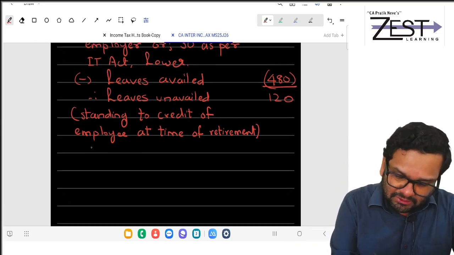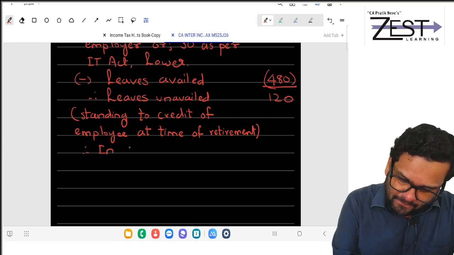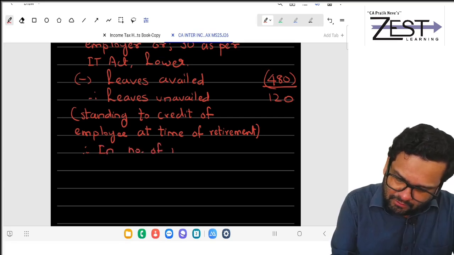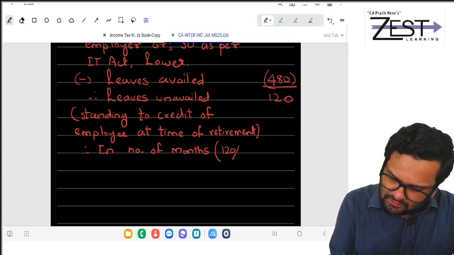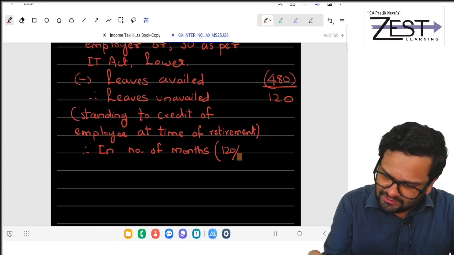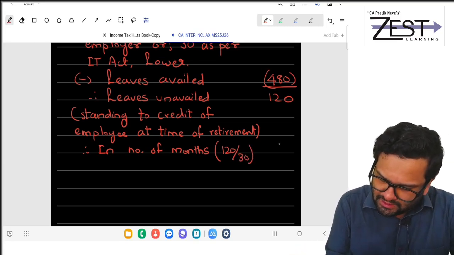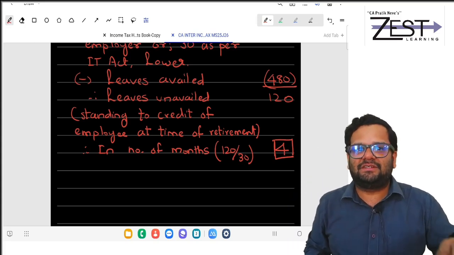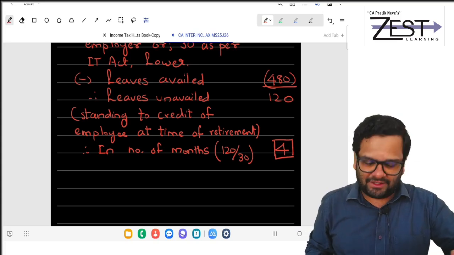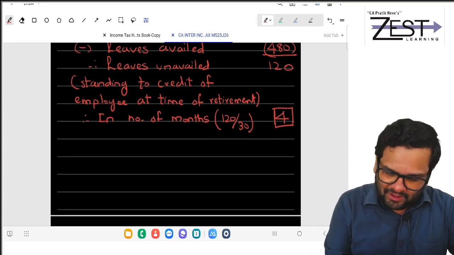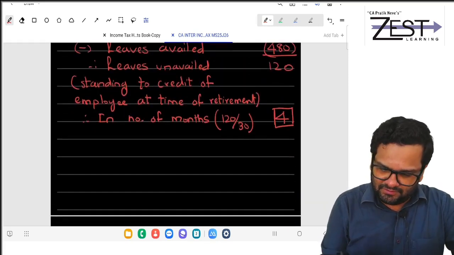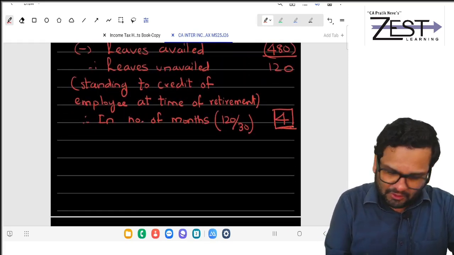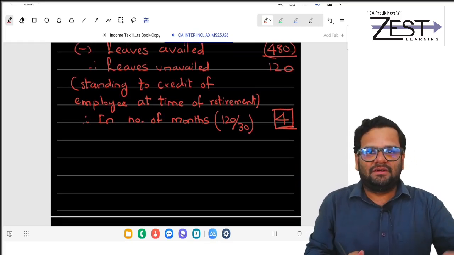Can you calculate in number of months? In number of months it will be 120 upon 30. So how many months? 4 months. Now this is what I wanted, 4. This I will multiply by the average salary. But I will have to find the average salary for that. So now, with your permission, can I find the average salary? Have you done till this?